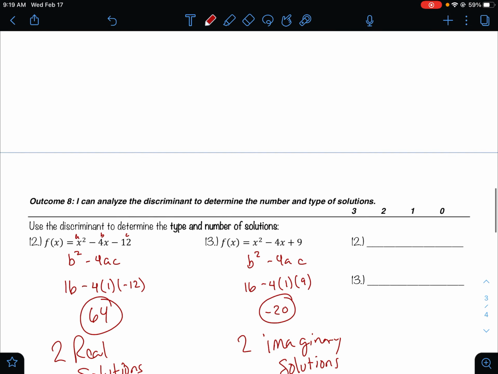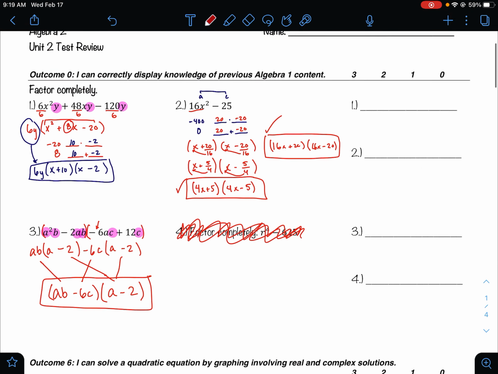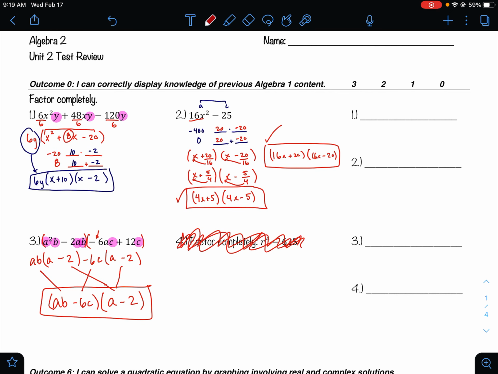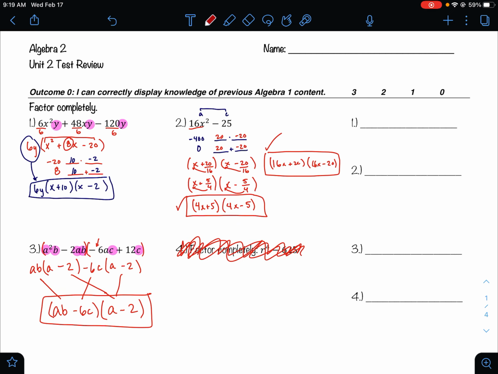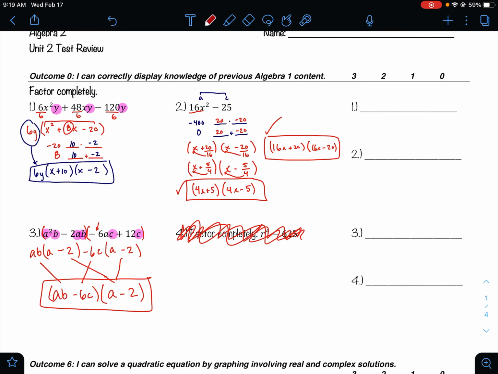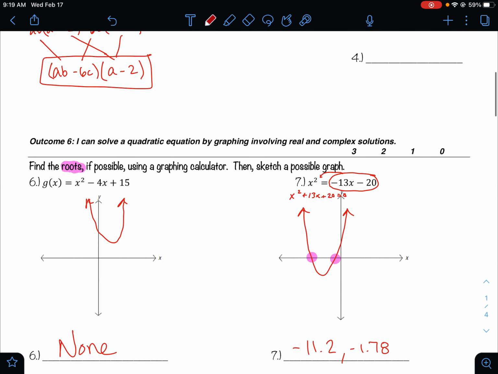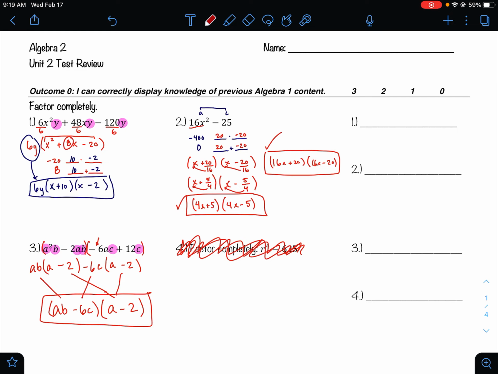I do want to point out, though, that you will have outcome 1 and 2 on this test as well. Please refer back to the Unit 1 test review to review what is in Outcome 1 and Outcome 2 on transformations. Remember, it's the same transformations, absolute value or whatever, only this time it's going to be with parabolas, but the same rules apply. So don't forget, there is Outcome 1 and 2 on this test as well.